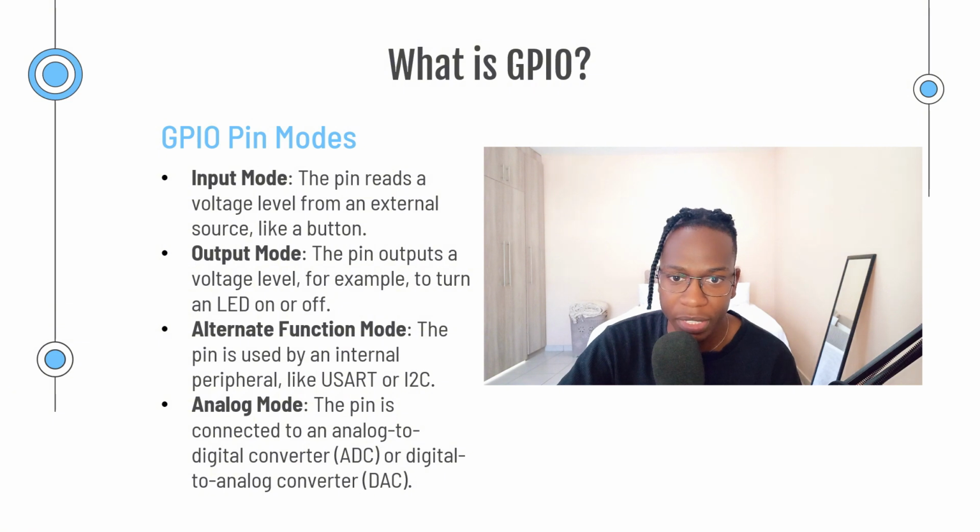Each GPIO pin in the microcontroller can be configured in several modes. The first mode is input mode, where the pin reads a voltage level from an external source. The other mode is an output mode, where the pin outputs a voltage level, for example, to turn an LED on or off. Another mode is an alternate function mode, where the pin is used by an internal peripheral like USART or I2C. And then finally, we have analog mode, where the pin is connected to an analog to digital converter, otherwise known as an ADC, or a digital to analog converter, otherwise known as a DAC.